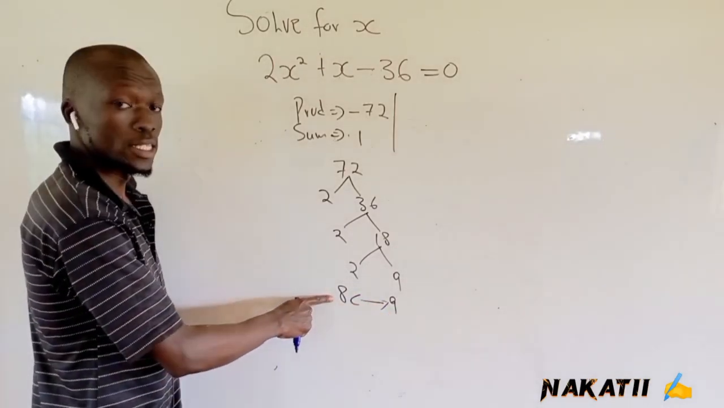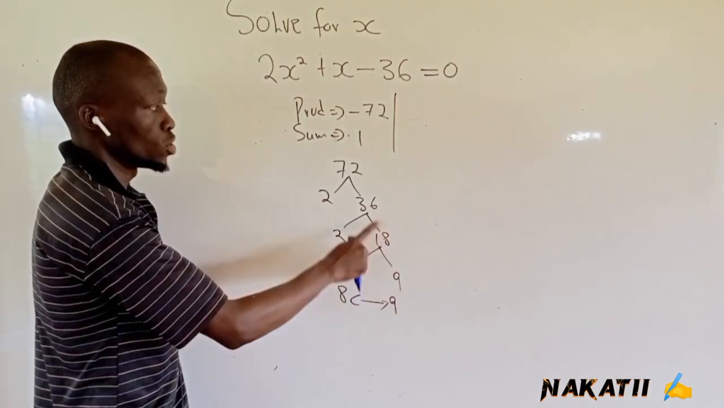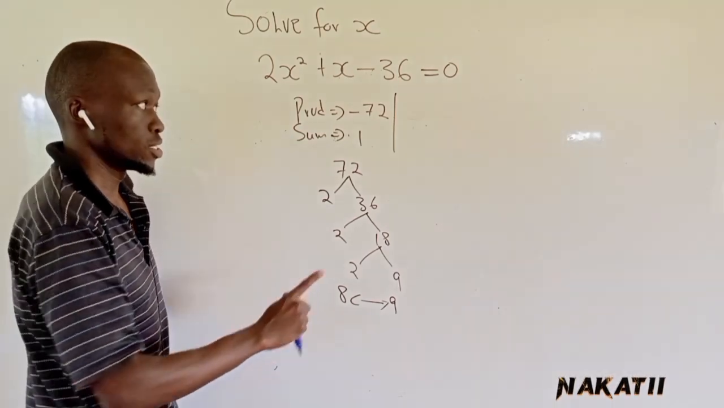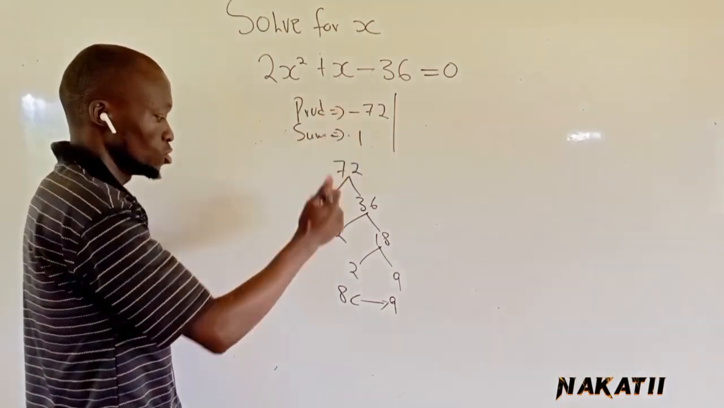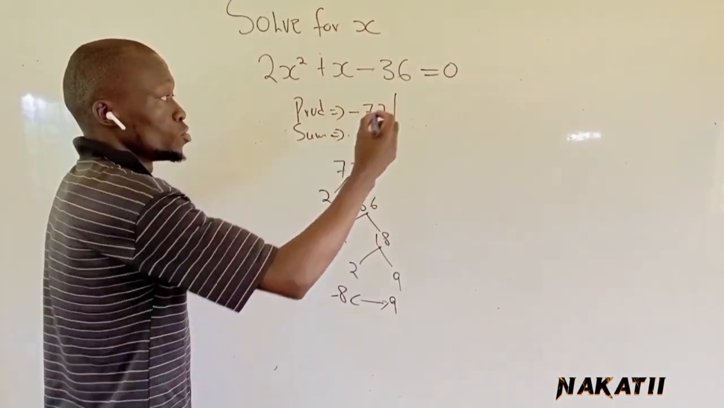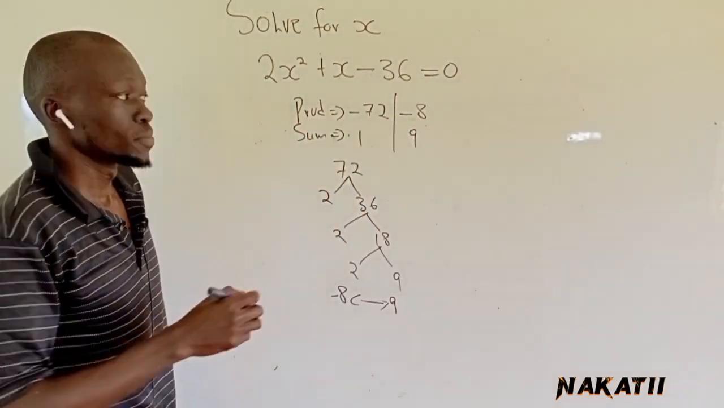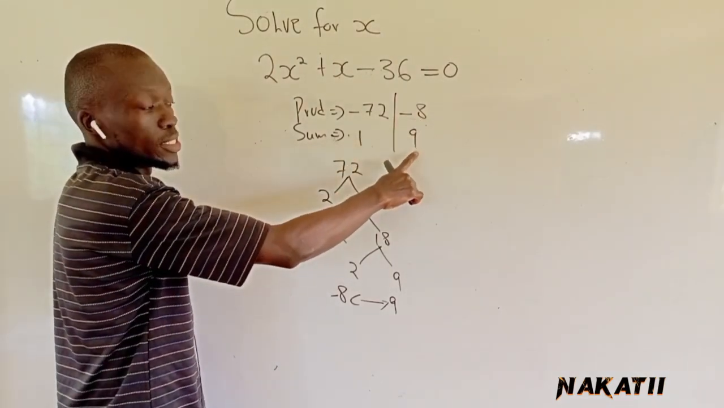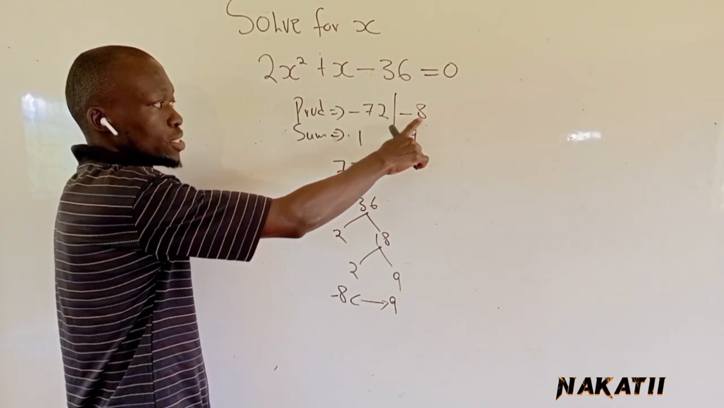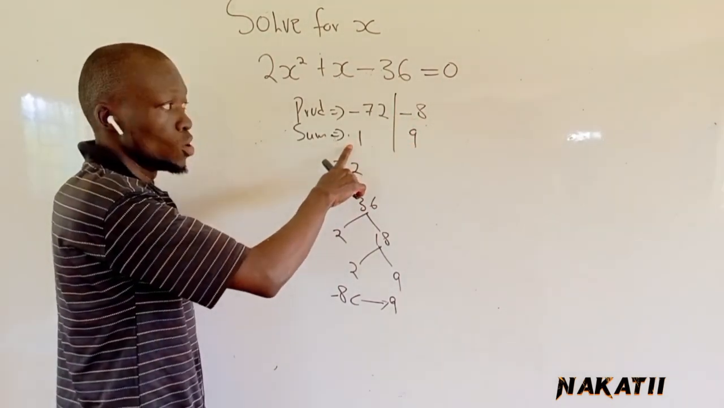So I'm having these two numbers. If you multiply 8 times 9, we get 72. There's a way we can add them to get positive 1. And that means that one of the numbers must be negative because the product is negative 72, meaning it is negative 8. The two numbers that I'm looking for, therefore, are negative 8 and positive 9. If I multiply negative 8 times positive 9, I get negative 72. If I add negative 8 plus 9, I get positive 1.